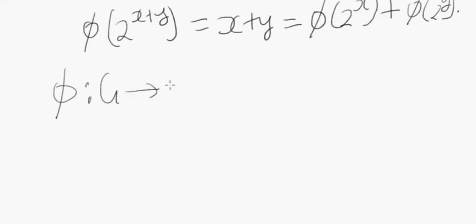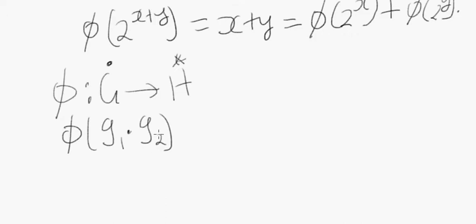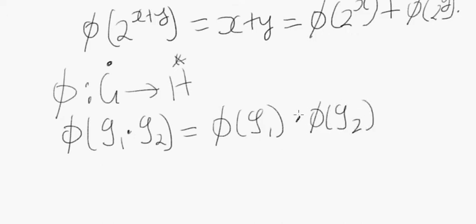These are groups, and if this group has the operation dot and this group has the operation star, then phi, to be a homomorphism, has to have the following property: phi of g1 times g2 actually equals phi of g1 times phi of g2. Actually, in this case, it's going to be the operation of the other group. That's what we call a homomorphism, right?